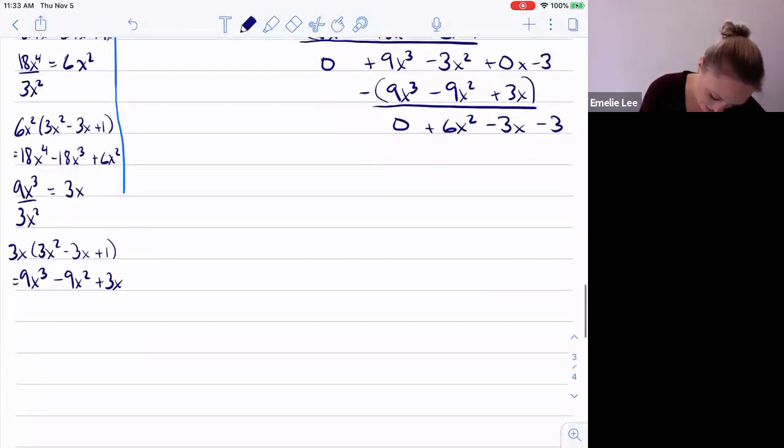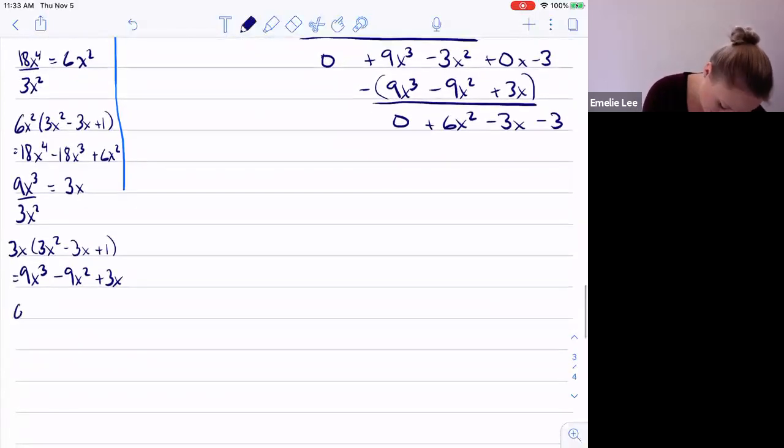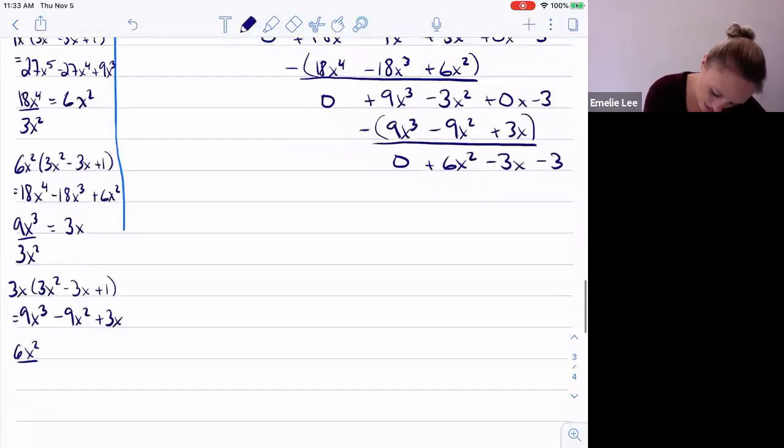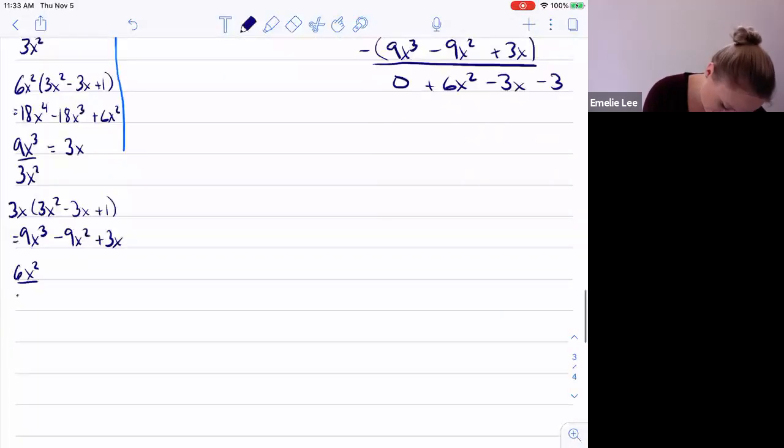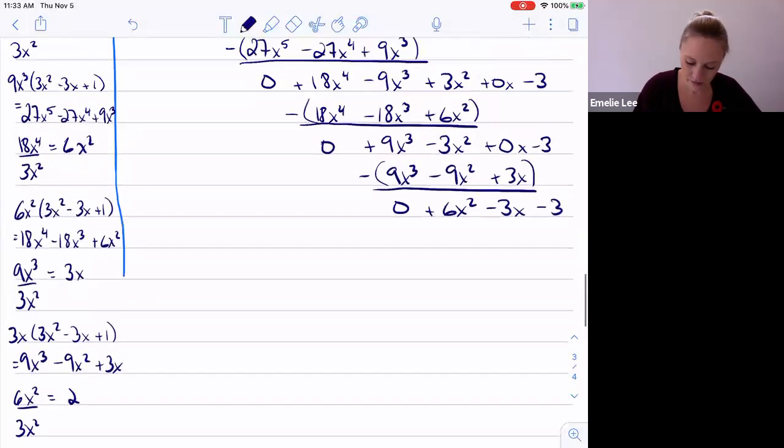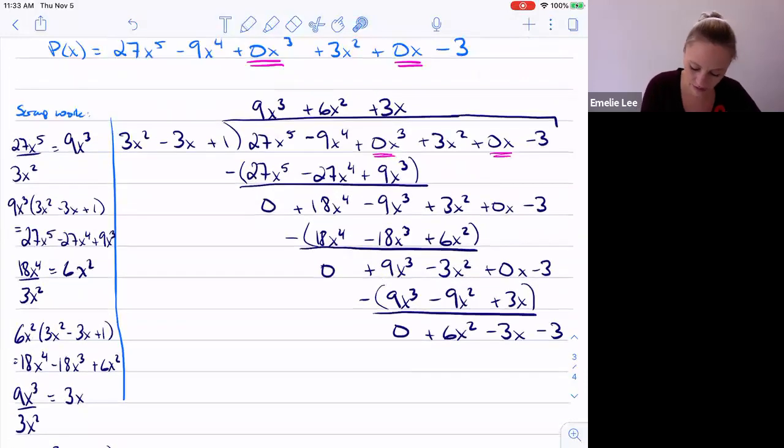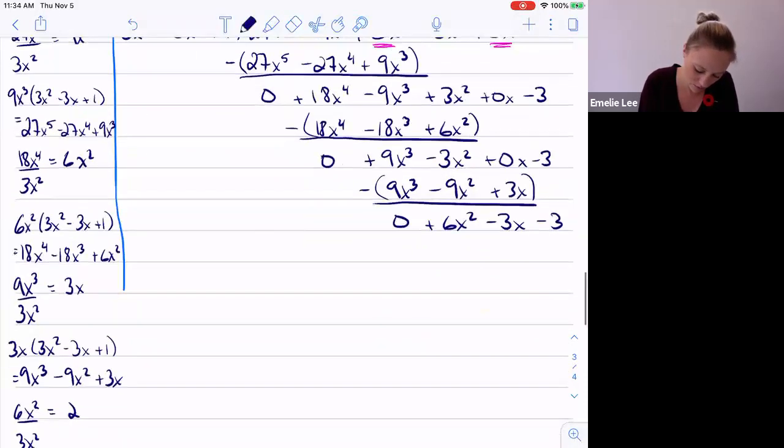Okay, so 6x squared divided by 3x squared is going to be 2. And notice, x was my last term, and so I'm expecting just a constant here, and that's what I'm getting. So plus 2. I think it was positive, yeah.